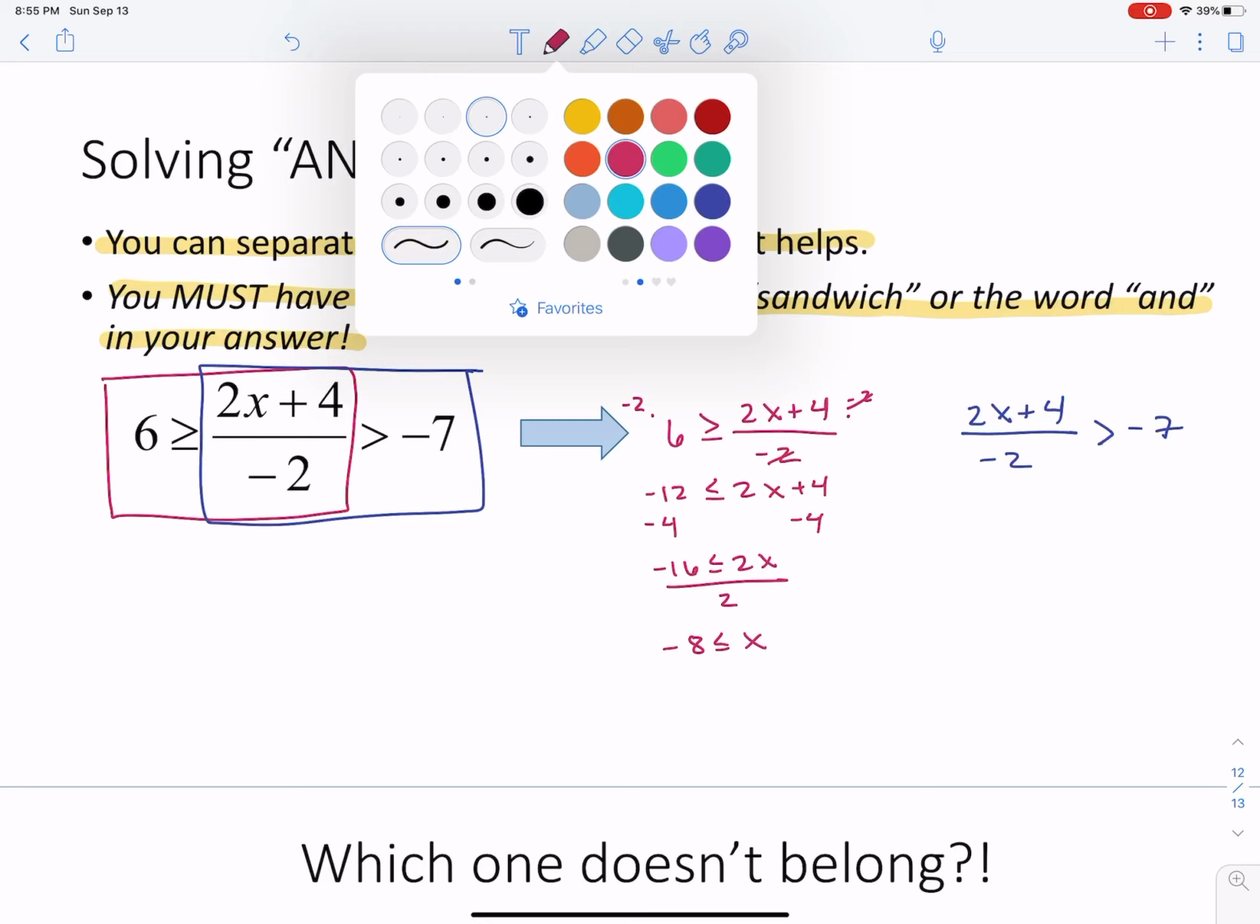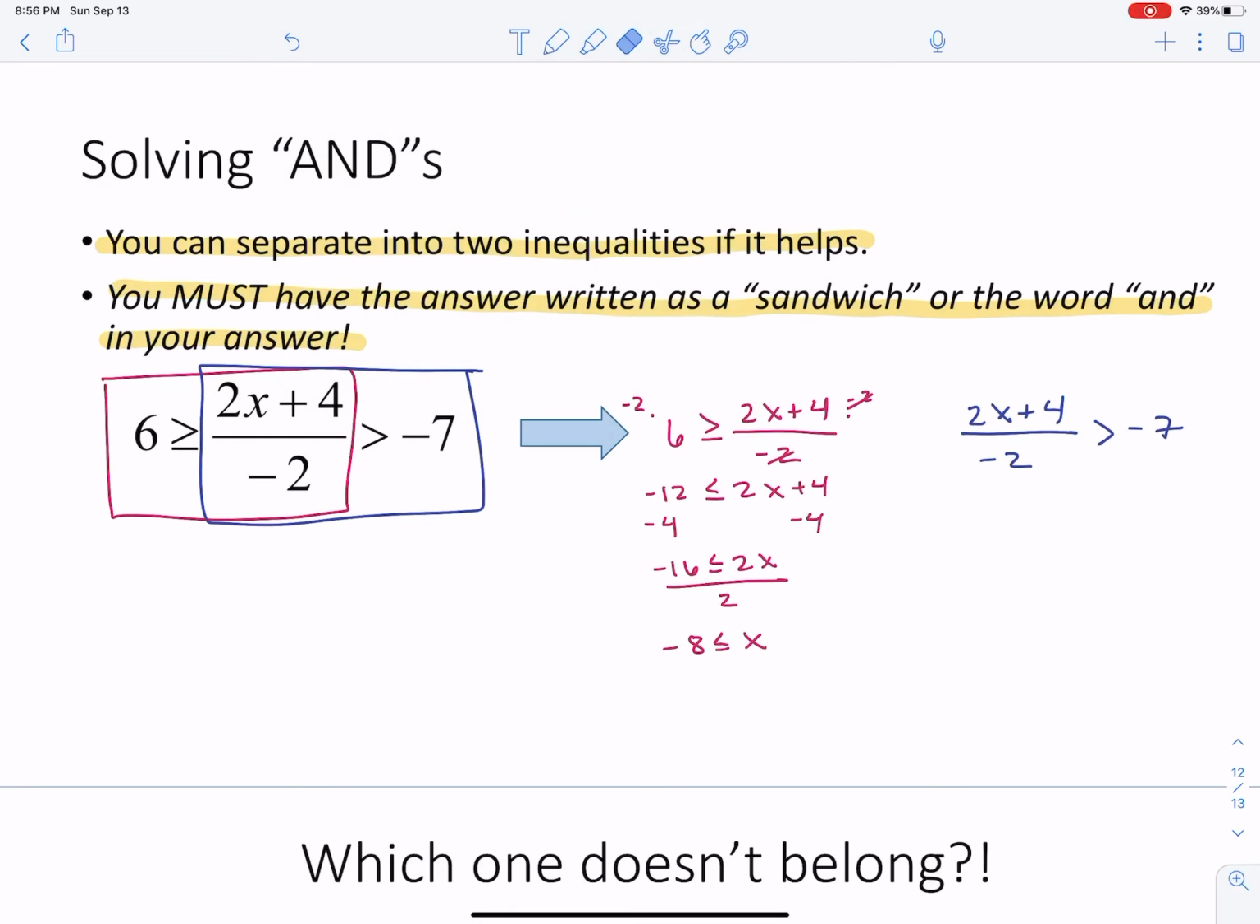Now we're not done because we have the other one, but it ends up being kind of the same steps, which is nice. So times negative 2, times a negative. You need to go ahead and flip that inequality. Positive 14. 2x is less than 10. Divide by 2. X is less than 5.